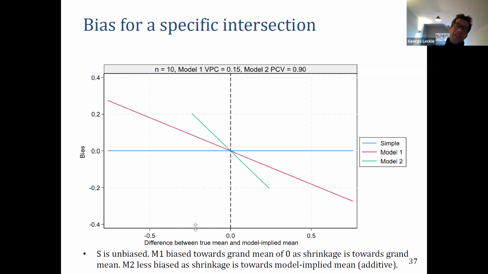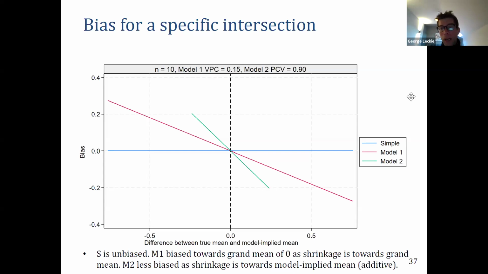So it doesn't matter whether we're considering an intersection that truly has a low outcome, or truly has a really high outcome, or truly is the same as the national average. If we just do the simple mean approach and just average the 10 reading scores, then we have an unbiased estimator, which means across repeated samples, we will, on average, get the truth. But on any given repeated sample, we'll differ from the truth.